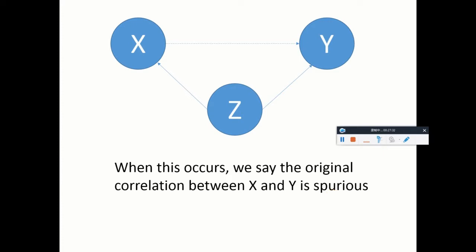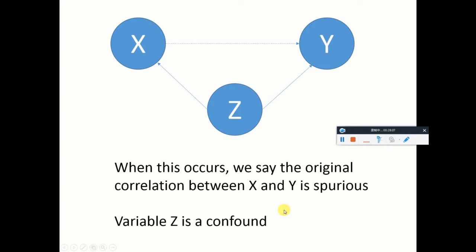It's fake. It's not true. It's not reliable. There are many ways to express the same idea, but that's what a spurious correlation means. A spurious correlation means that once the effect of a third variable is controlled for, the original correlation is gone. When that happens, we call that correlation spurious. And variable z is a confound, or a confounding variable.